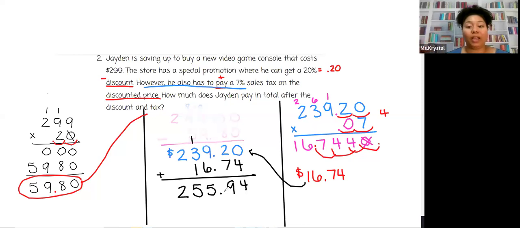So how much does Jaden pay in total after the discount and the tax? Jaden is going to pay $255.94. He better come to the store with $256 just to be on the safe side. So this is the answer, but the two parts of that answer: how much is the discount? $59.80. How much is the sales tax after the discount has been subtracted? $16.74. So I know that was a lot, but you did great. That's what you should have gotten for this one.